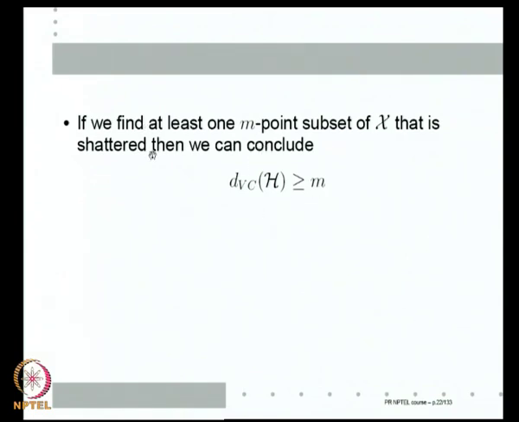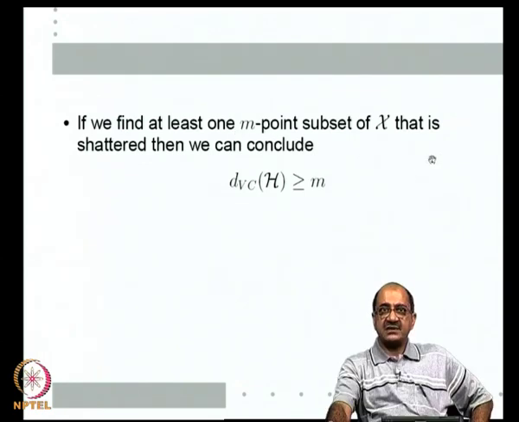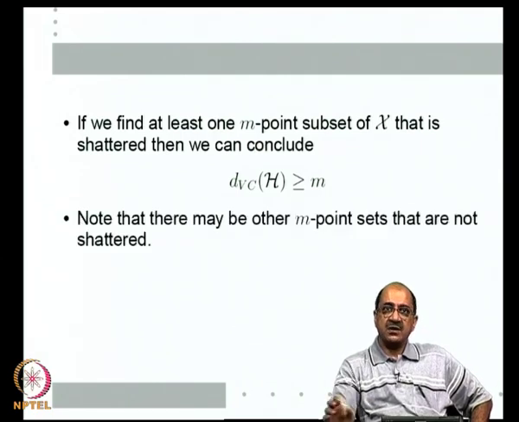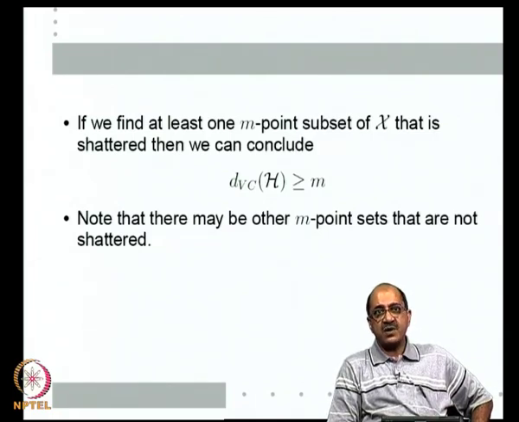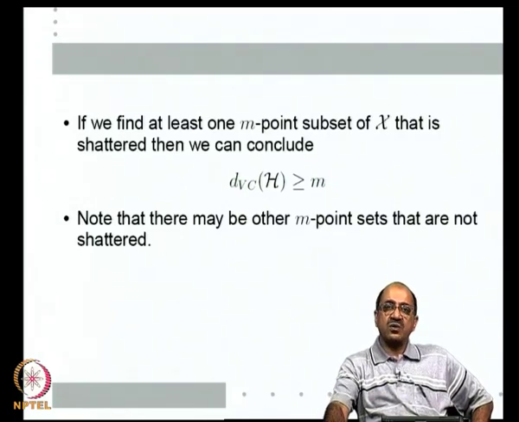Once again, let us understand what shattering means. If we find one m point subset of X that is shattered, then we can conclude that the VC dimension is at least m, because there is at least one m point subset that is shattered. Because this does not mean that all m point subsets are shattered. There may be other m point subsets that are not shattered, right? But if there is at least one m point subset that is shattered, then we can conclude that the VC dimension is at least m.